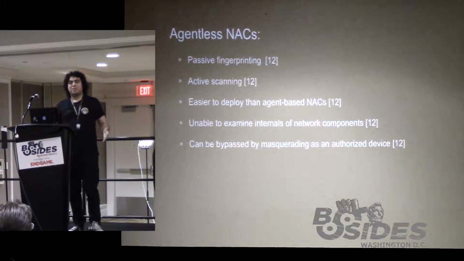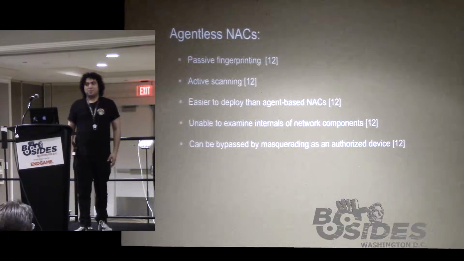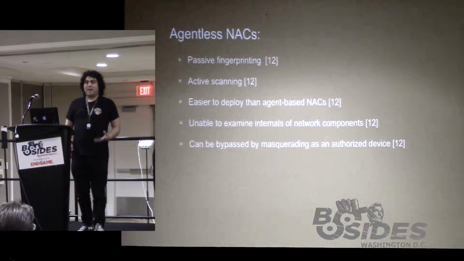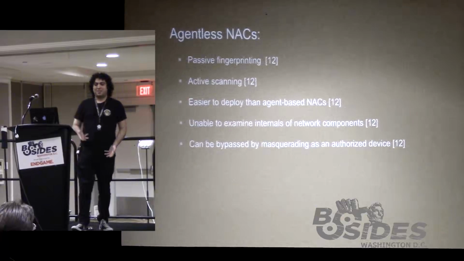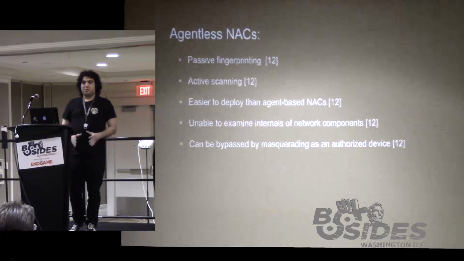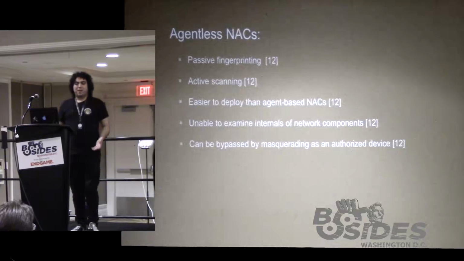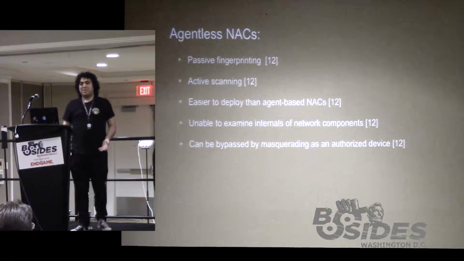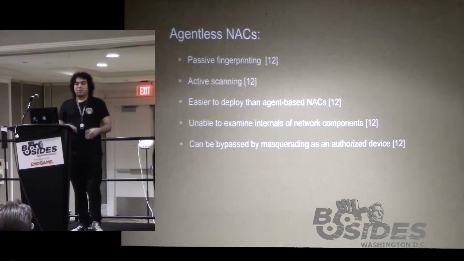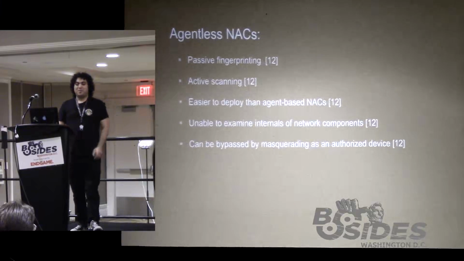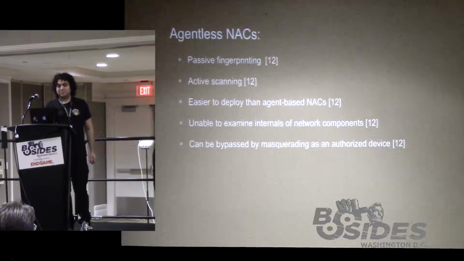And on the other side of the spectrum, you have agentless NACs. Agentless NACs use a combination of passive fingerprinting, active scanning, traffic analysis, stuff like that. The idea here is to take a completely external approach to identifying endpoints. However, the problem is that you have no way to examine the internals of network components, so you can easily bypass these just by finding an authorized device to masquerade as.